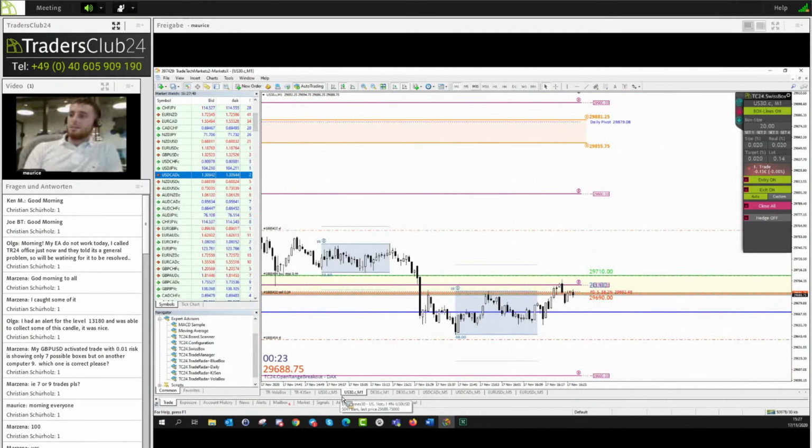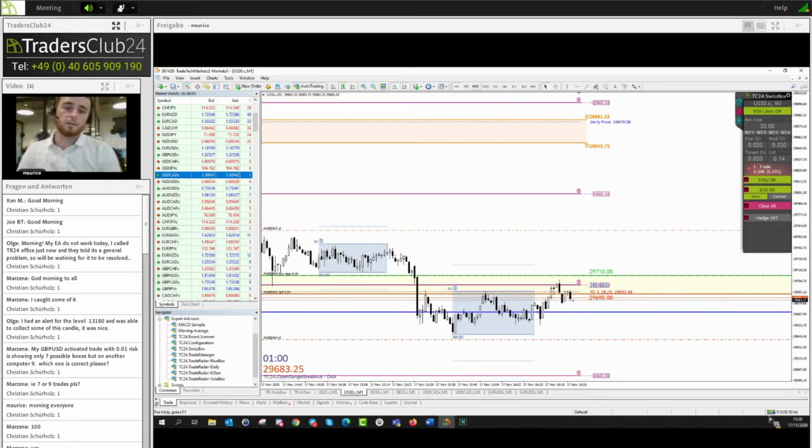So all of these strategies and tools that we're using right now were invented and developed here at Traders Club 24. Stuff like the Volabox signals, these so far are 100% success rate. It's our newest tool. Stuff like the SwissBox is just over 99% success rate. It speaks for itself. So you'll see as the trades go on.